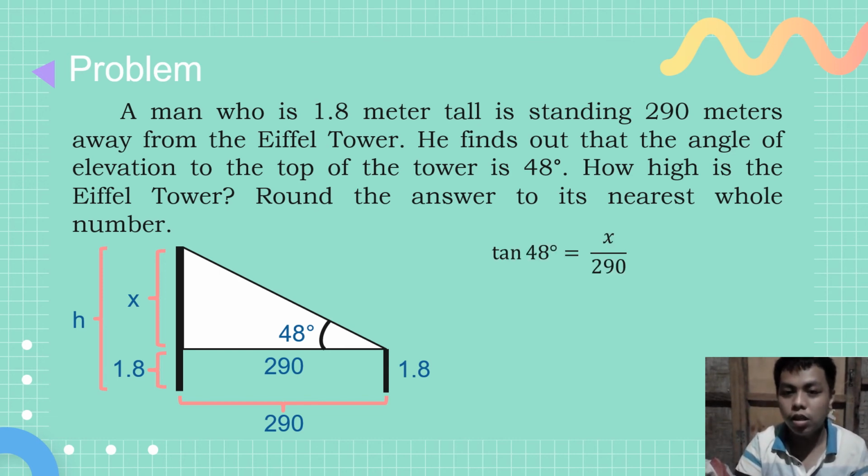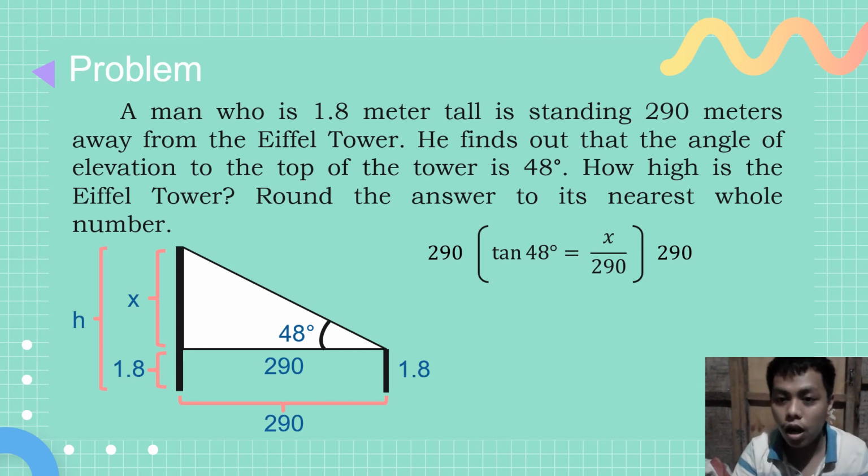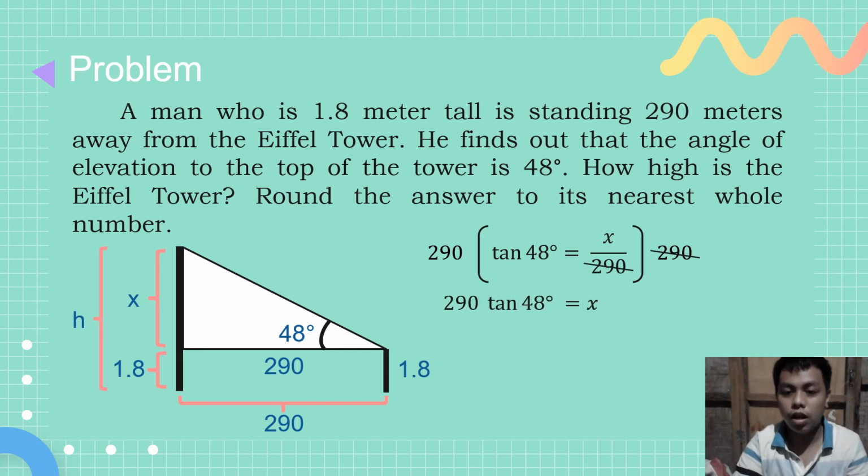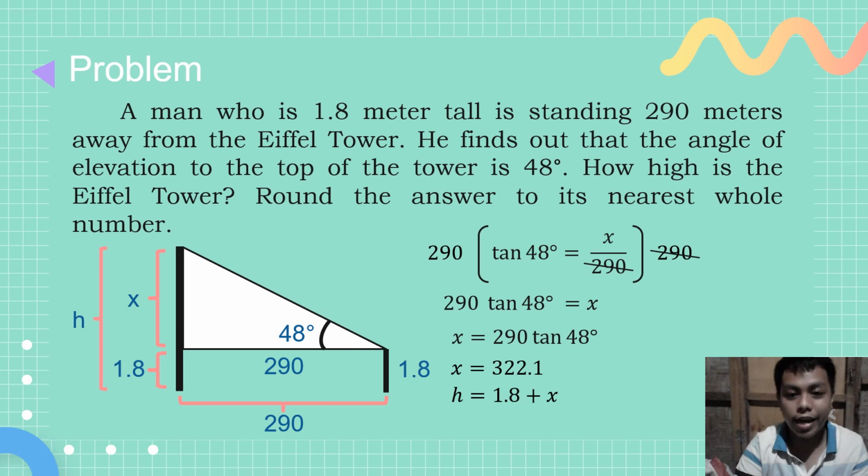We have the equation tan 48 degrees equals x over 290. Then we have to multiply both sides of the equation by 290. By multiplying, we are cancelling out the 290 on the right side of the equation. The result is 290 tan 48 degrees equals x. Or in other words, x equals 290 tan 48 degrees. And the value of x is 322.1. And this is not yet the final answer. We need to find h.